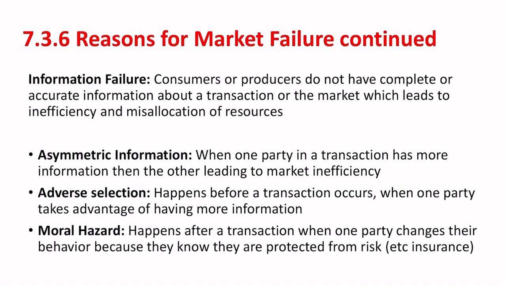A part of that is adverse selection, which happens before a transaction occurs. This is when one party takes advantage of having more information. And moral hazard happens after a transaction. This is when one party changes their behavior because they know they are protected from risk, like insurance. An example of that is buying an iPhone. After you buy it, you change your behavior because you know you're covered by AppleCare.